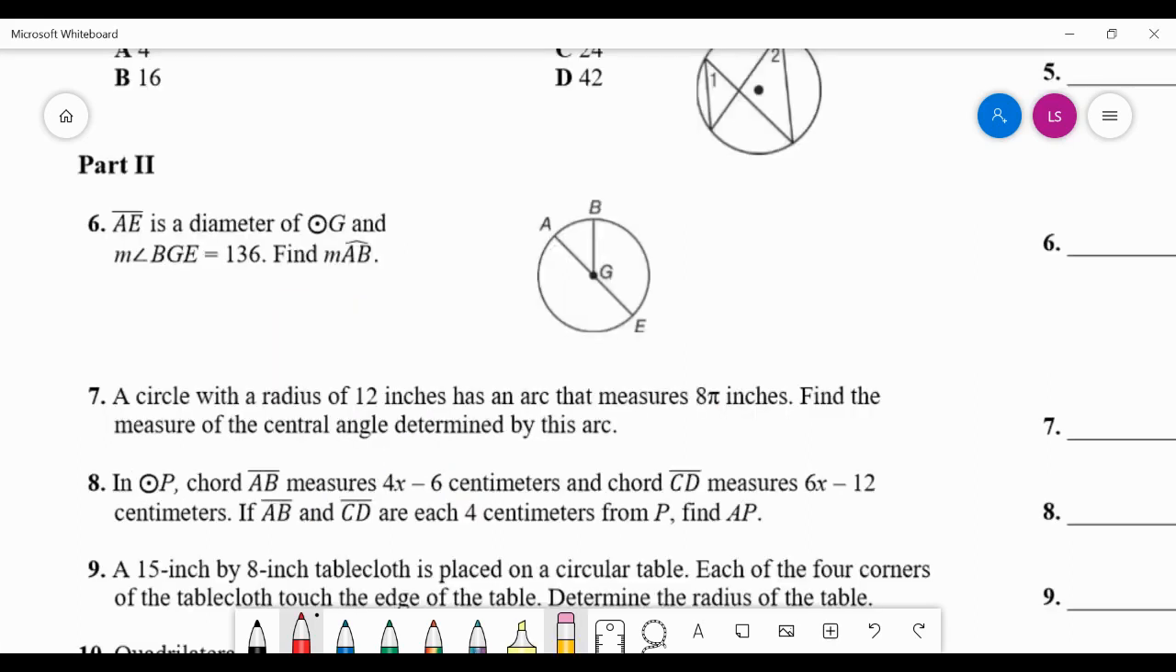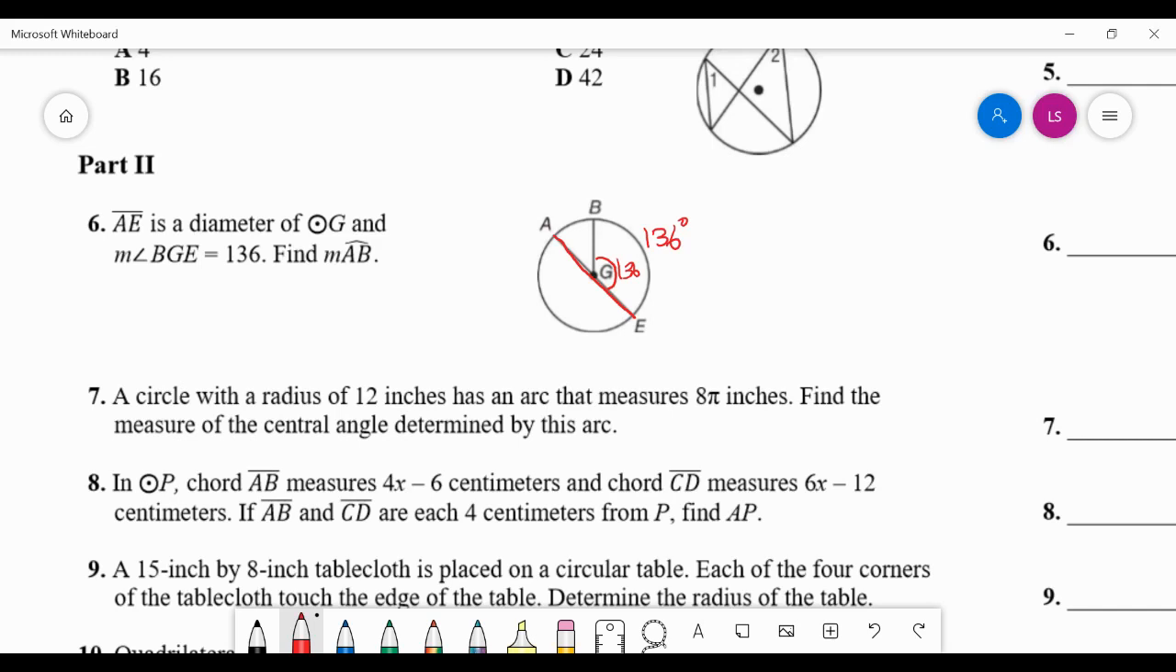Number 6. AE is a diameter of circle G and measure of angle BGE is 136 degrees. Find measure of arc AB. AE is a diameter of circle G and angle BGE is 136. So right here, BGE is 136, and that's a central angle. I know that the arc is also 136.